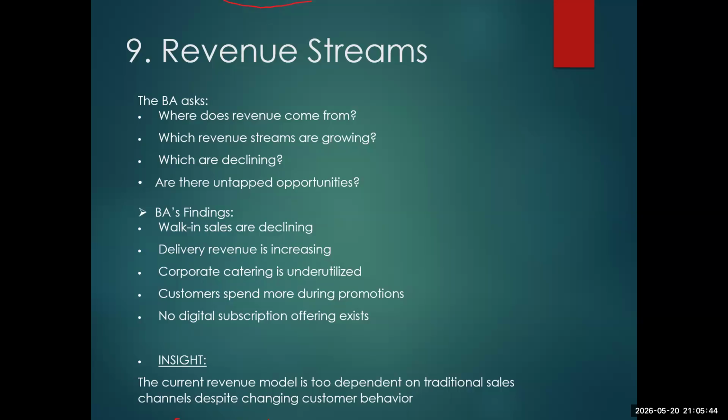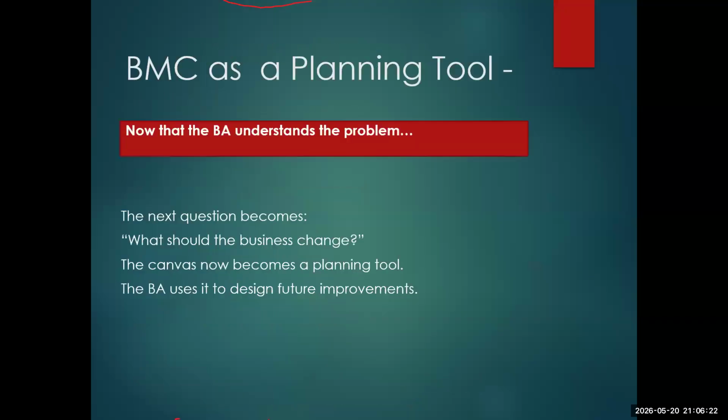You know, when they were saying, what are your activities? They didn't mention corporate catering. However, maybe this is a restaurant that is surrounded by banks or organizations or factories. And you're thinking, guys, this is a market now. It's underutilized. Delivery revenue is increasing because, again, we found out that online customers are much more than walk-in customers. And of course, we can see the walk-in sales are declining. So the current revenue model is not supporting the strategy, despite the changing customer behaviors.